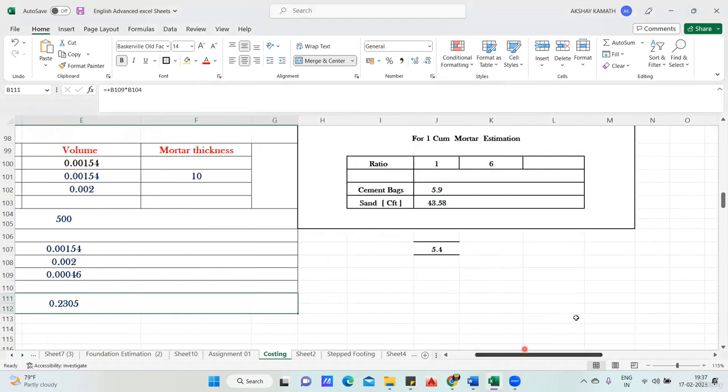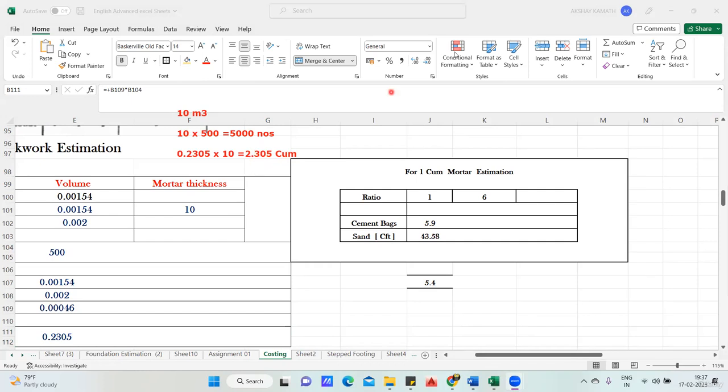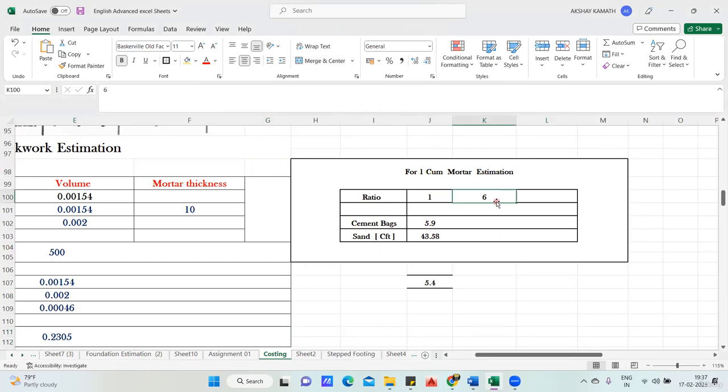Now we'll come here. Whatever answer I told you, this is the total volume of mortar, but I don't know how much cement is required, how much sand is required. So for that, for 1 cubic meter mortar estimation, I have a ratio of 1:6. What do you mean by 1:6? That is 1 part of cement and 6 parts of sand. Here you don't use aggregate like you use in concrete.